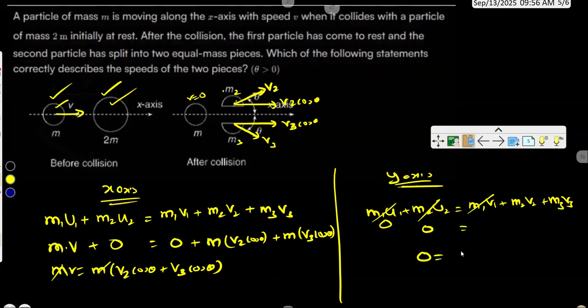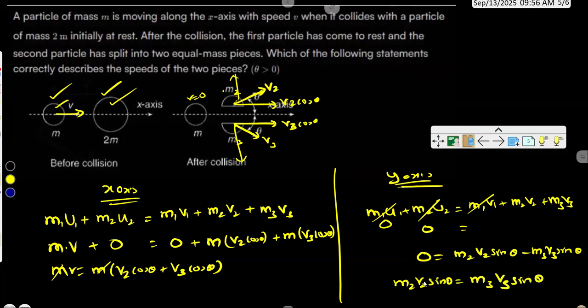Now, 0 is equal to m2 v2 sine theta minus m3 v3 sine theta. So if I move this across, m2 v2 sine theta is equal to m3 v3 sine theta. m2 and m3 are of the same mass, so we can cancel them out, and sine theta will also get cancelled. So I can write v2 is equal to v3. So v3 is also going with exactly the same speed. I hope you understood this.